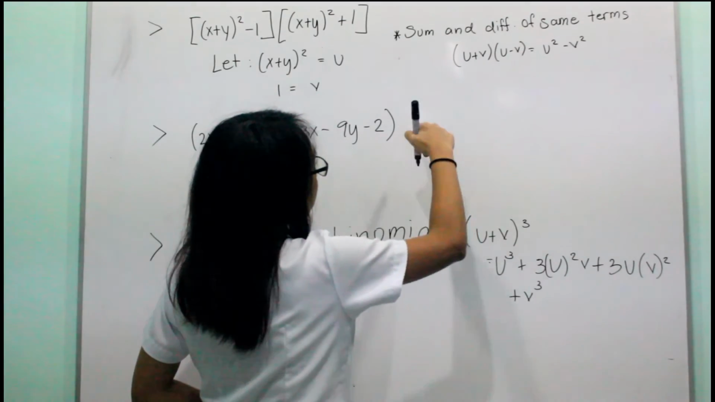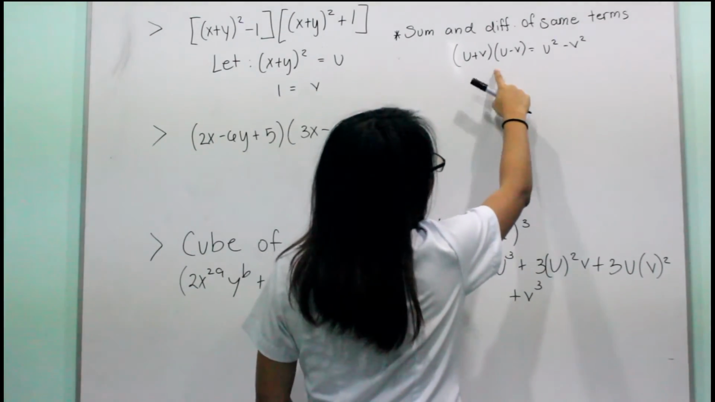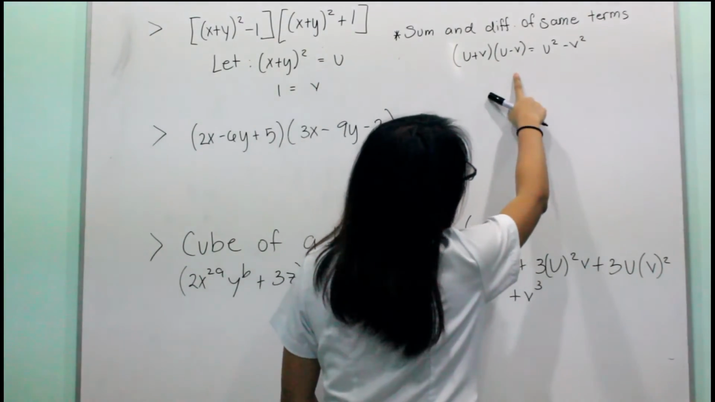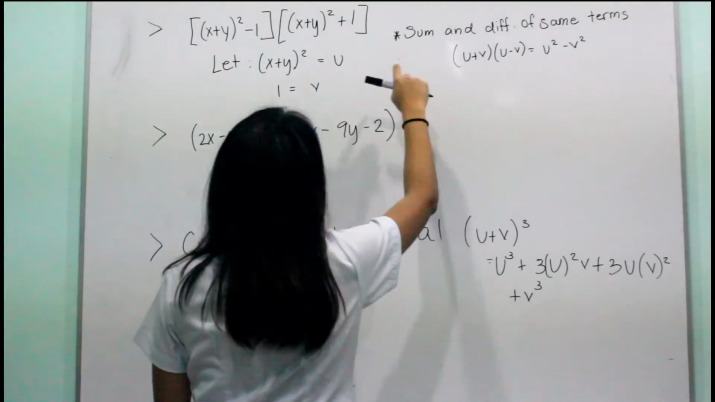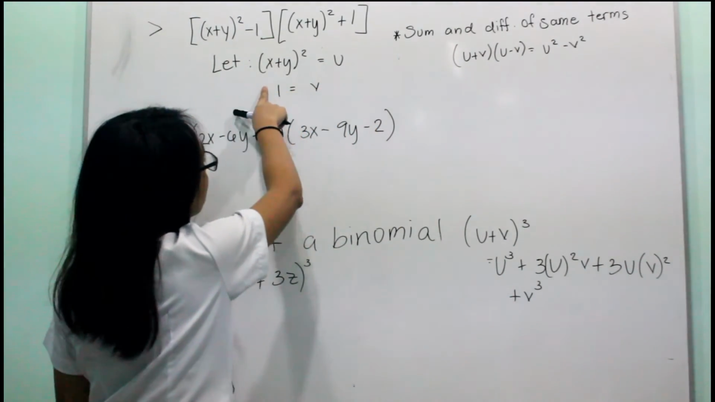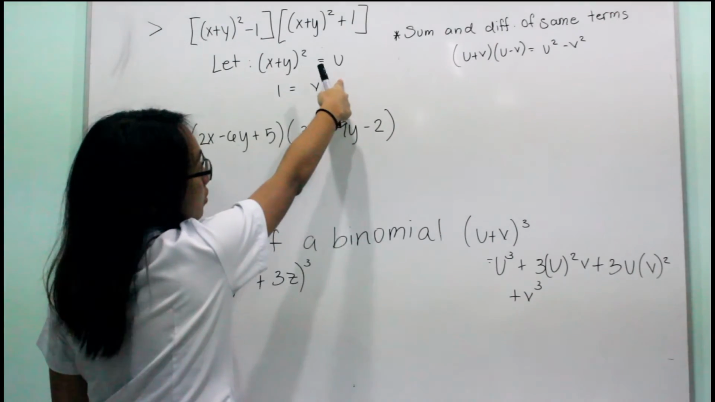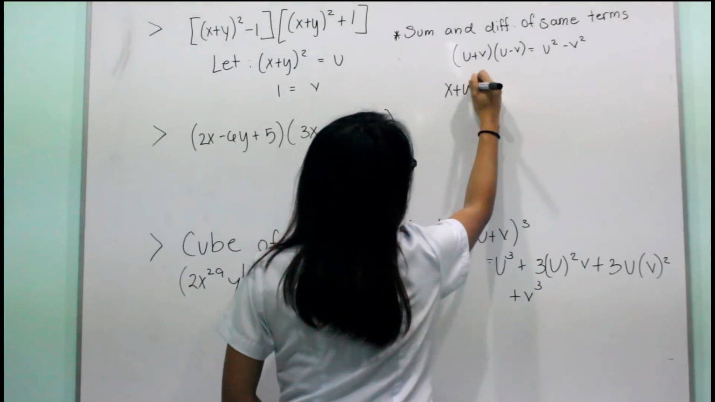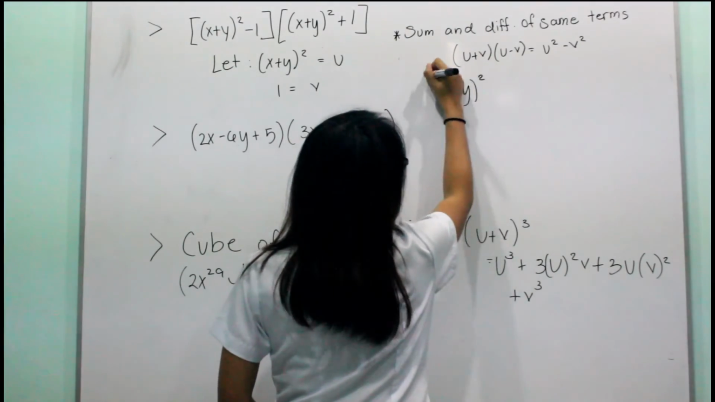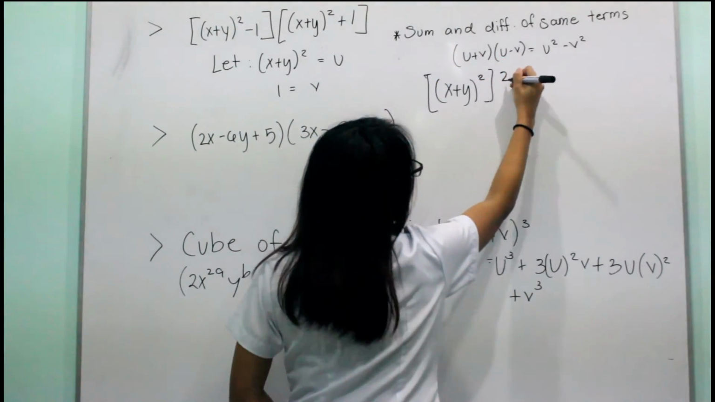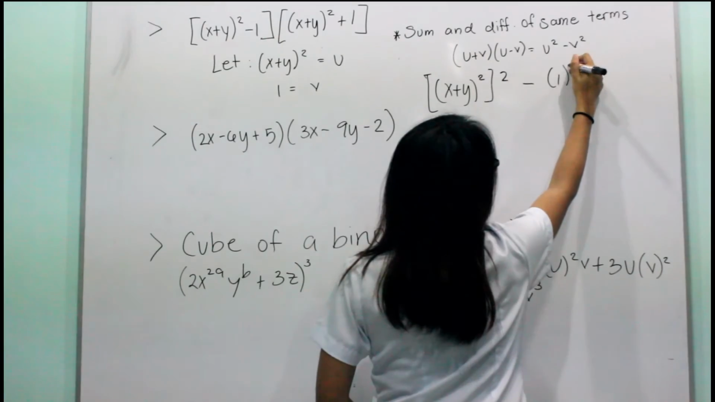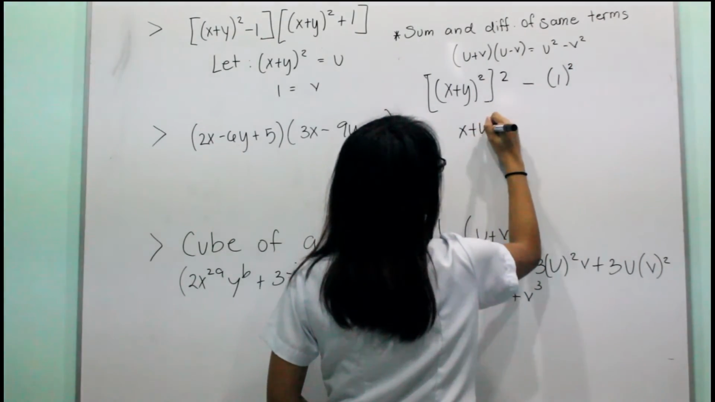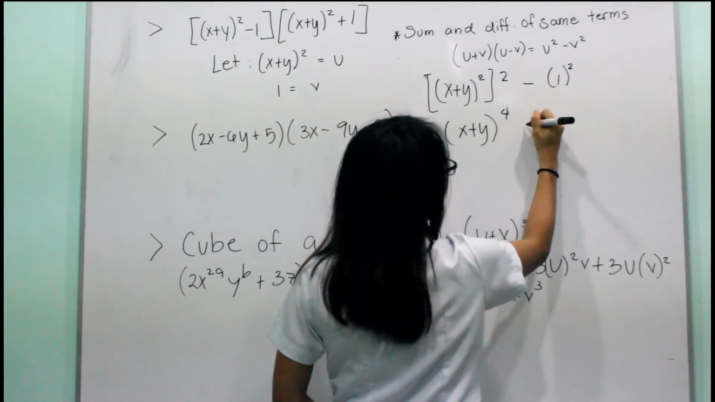This is the product of the sum and difference of the same terms. So the quantity u plus v times the quantity u minus v is equal to u squared minus v squared. So let x plus y raised to 2 be equal to u and 1 equal to v. So x plus y raised to 2 squared minus 1 squared would be x plus y raised to 4 minus 1.